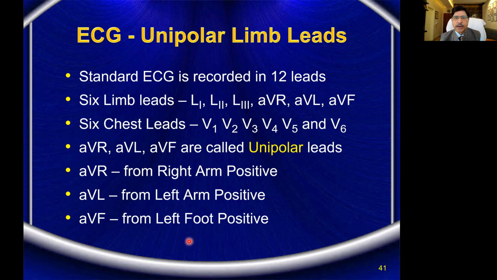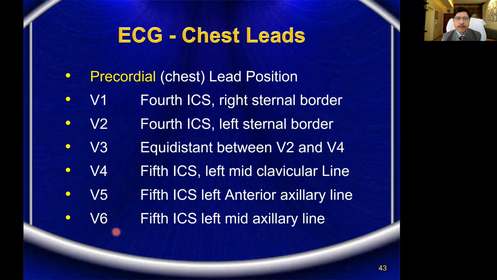So that's exactly what is described here, V1 to V6, what we have just now discussed. These are the precordial cameras. What do they record? They record the anterior-posterior activity. V1 and V2 are called the septal leads, V3 and V4 are the anterior leads, and V5 and V6 are the lateral leads.